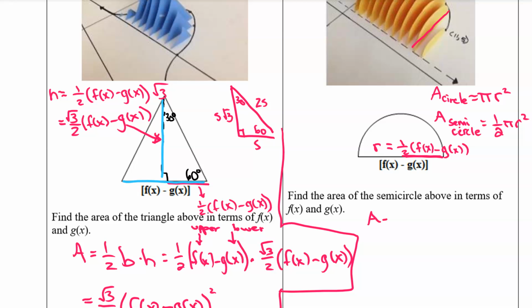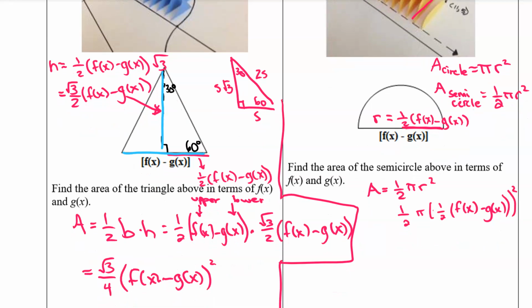So area of a semicircle equals half pi r squared. So I've got half pi times my radius, 1/2 times f of x minus g of x, squared. All right, that's my area.